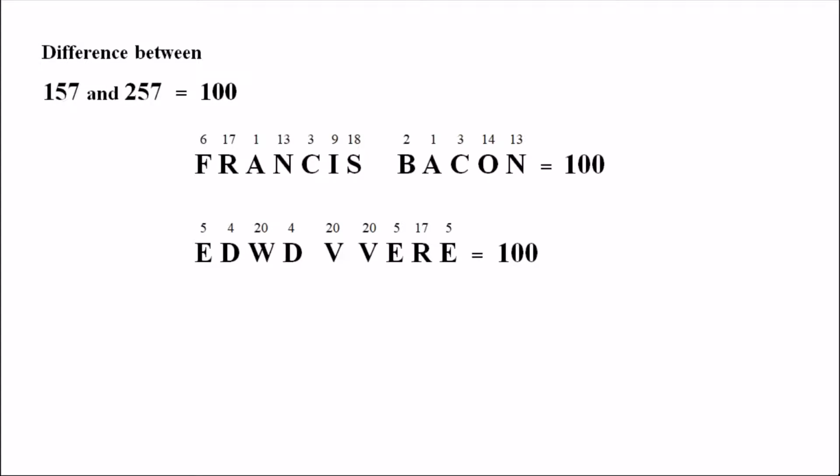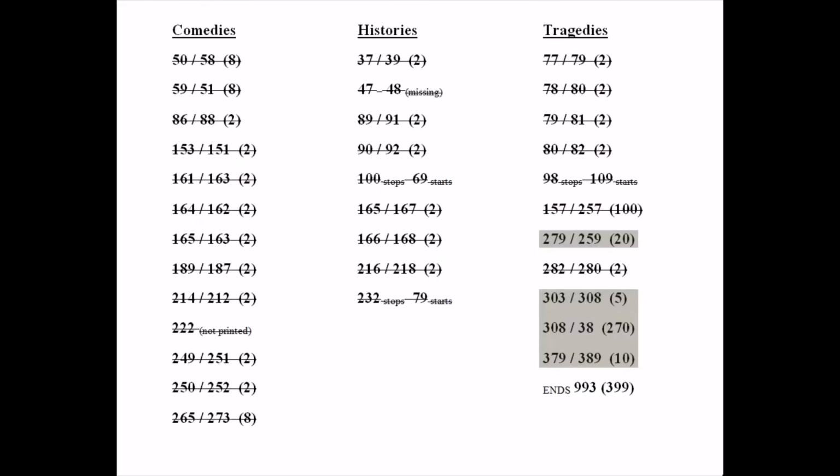A name that's commonly associated with 100 is Francis Bacon, and since I believe he worked with Ben Jonson on putting the folio together, I think he'd include this number somewhere in the pages. There's also the abbreviation for Edward de Vere equaling 100. And lastly, there's these pages.